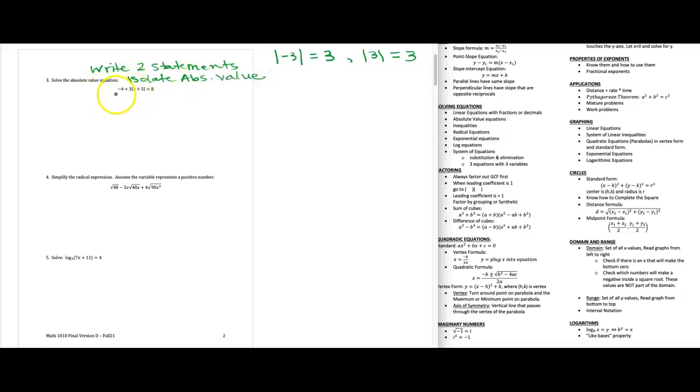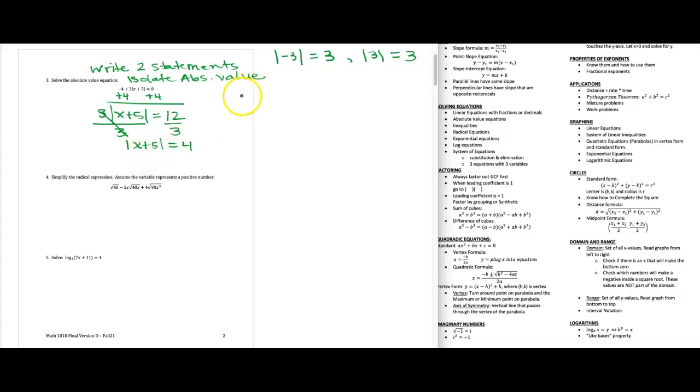Okay, so to get it by itself, I'm going to start by adding the 4 over. So that's going to give me 3 times the absolute value of x plus 5, and then 8 plus 4 is 12. And now the absolute value part is still not by itself. I need to divide both sides by 3. So that's going to give me absolute value of x plus 5 equals 4. Okay, so now I have it by itself.